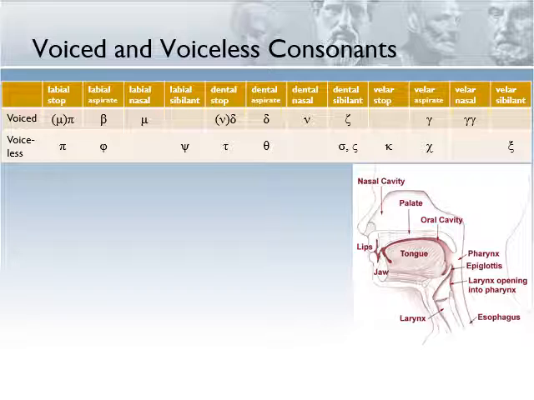Now let's think about the other voiced consonants, picking up on our table with the dental stop, delta.